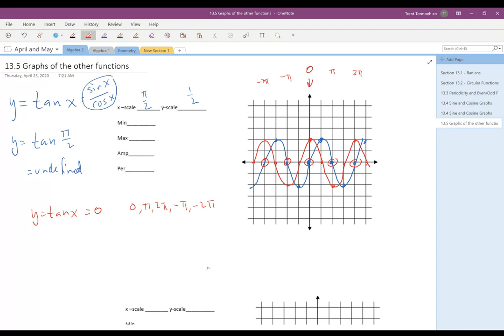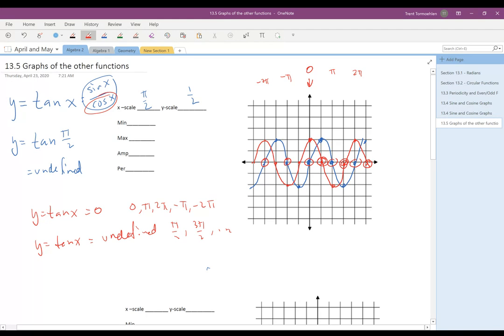And then at pi over 2, the cosine is 0, right? That's what that value is. And so we have cosine 0 at all the pi over 2, 3 pi over 2. And so when cosine is 0, your denominator is 0, and so it's undefined at that point. And so y equals tangent of x is undefined at pi over 2, 3 pi over 2, and so forth.